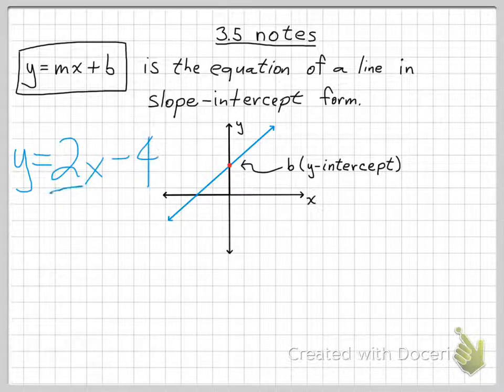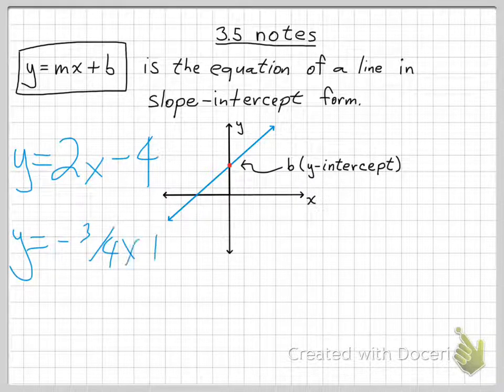That means the slope of the line is 2 and it crosses the y-axis at negative 4. Or you might have something like y equals negative 3/4 x plus 6. That means the slope is negative 3/4 and the y-intercept is 6. It crosses the y-axis at 6 and it has a slope of negative 3/4.